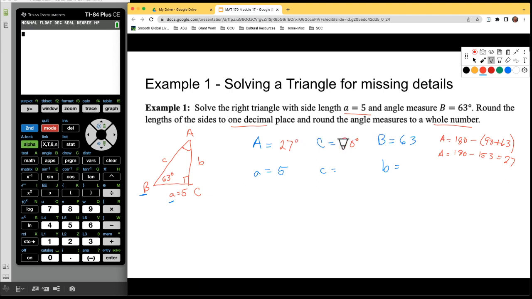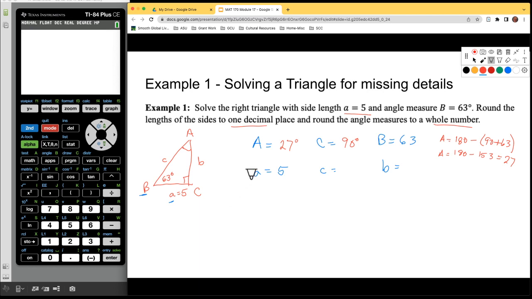Okay, so if we're given one of the angles, that's usually the easiest way to find the other angle. Now we need to find C and B. We can do that by using a trig function. So let's solve for C, because we know A, so we know the adjacent, and we know the angle of 63. What's adjacent?